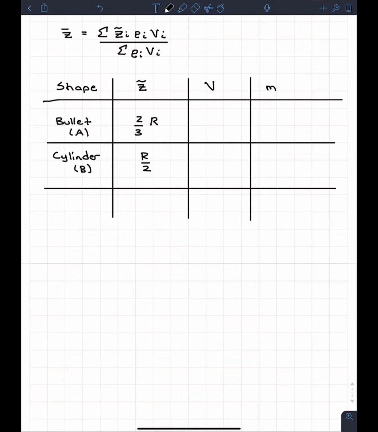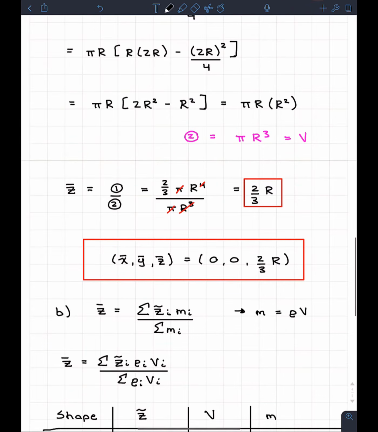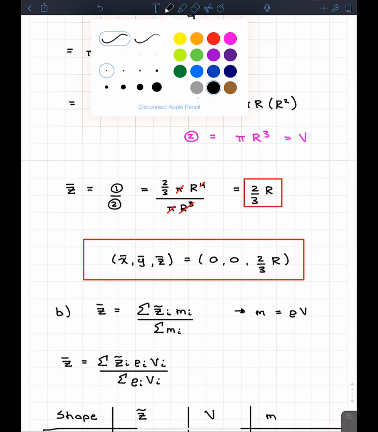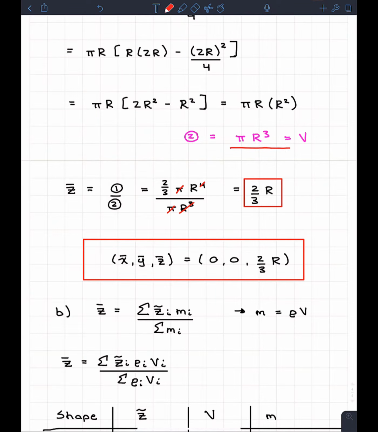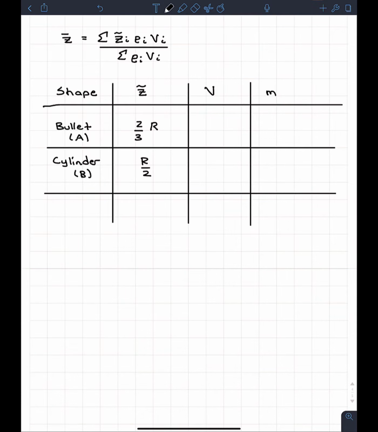All right, so now the volume of that bullet, well, that's another thing we solved for, and that's right here. The volume is equal to pi r cubed. And that's why it's very important that we solve for it beforehand, because if we didn't, it'd be a real pain to try and find right now. We'd have to do another integral. So it's always good to have it on hand. So we got pi times r cubed.